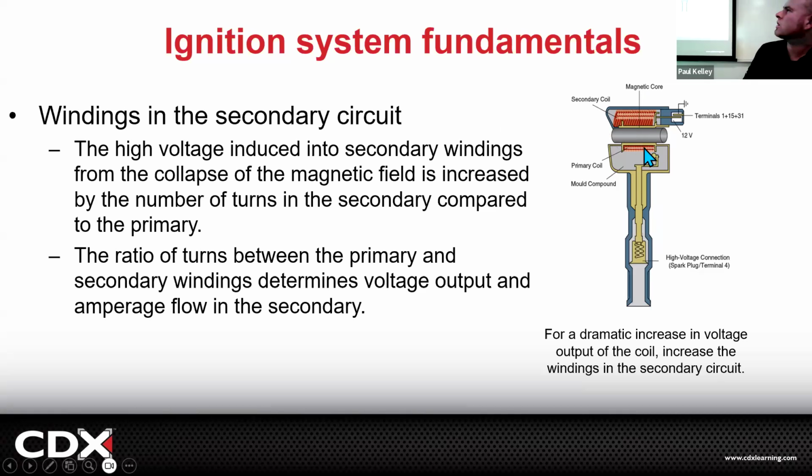We only have a few turns right here. And then right here, we have a lot of turns. So that lot of turns is going to react with the magnetic field a little bit differently. Like the magnetic field induces current, but it depends on how many coils of wire. So if you wanted higher voltage, how do you think you'd make a higher voltage on this coil?